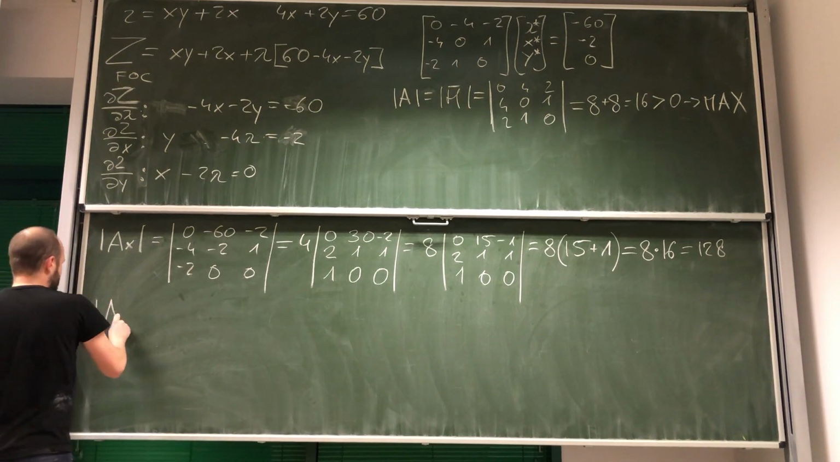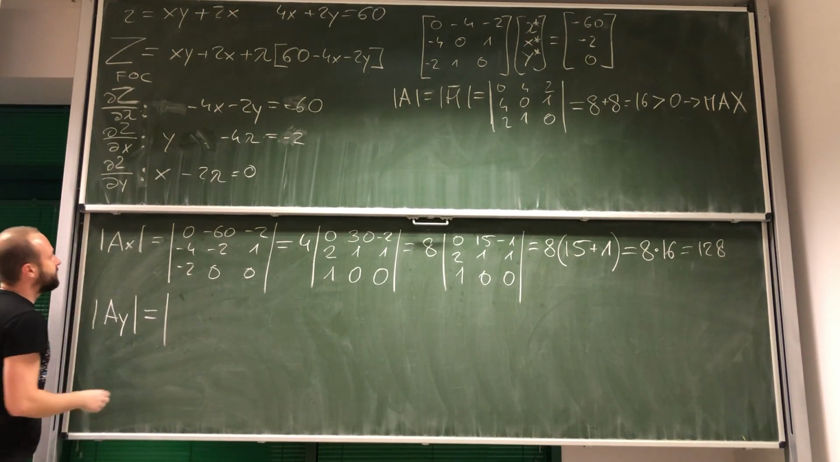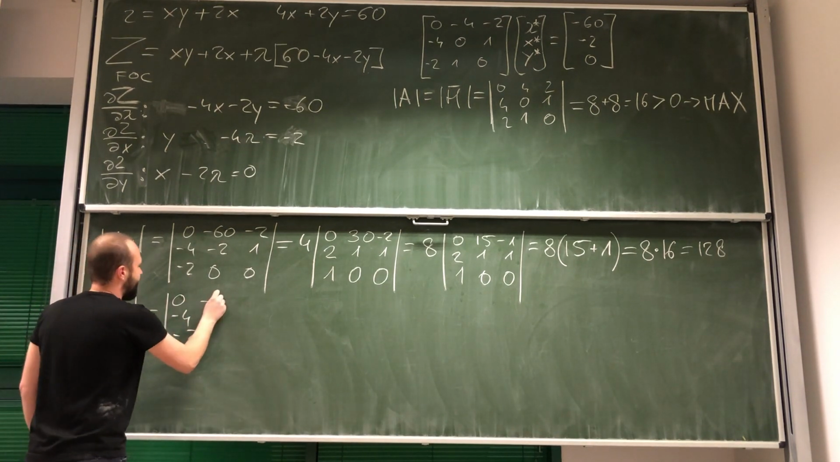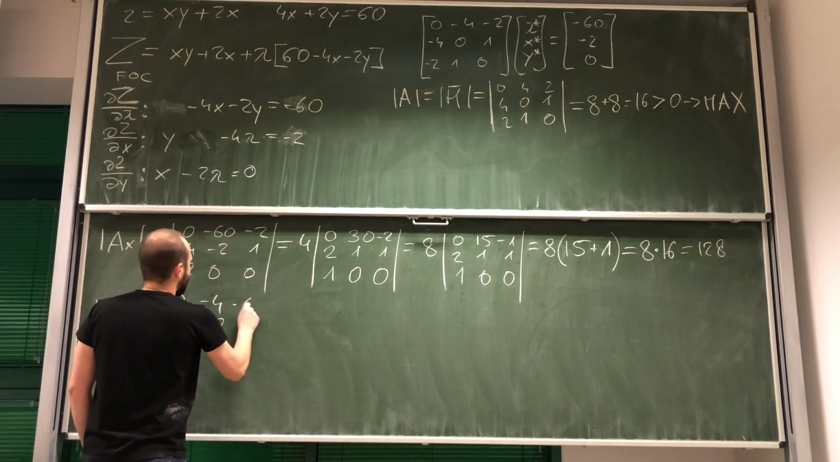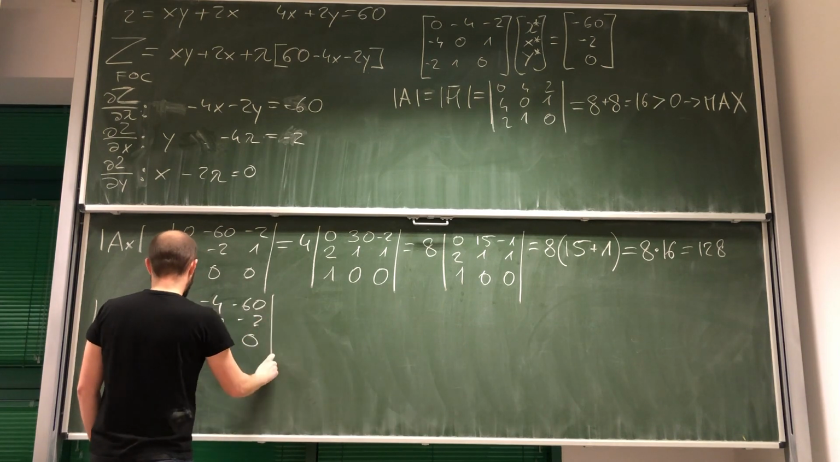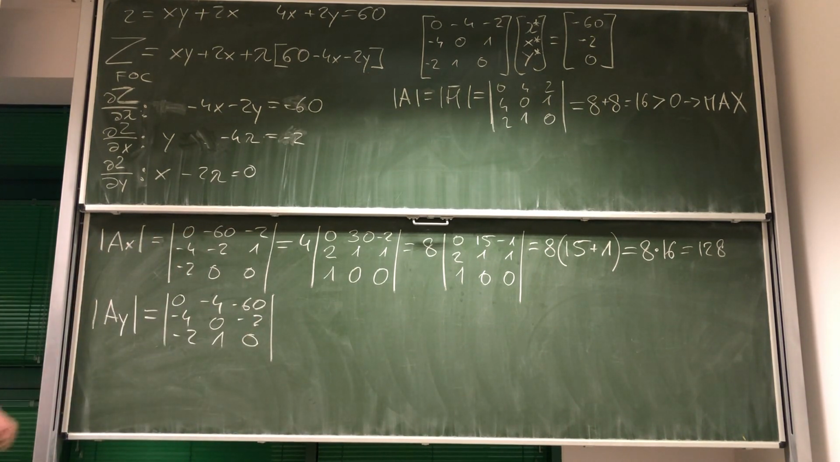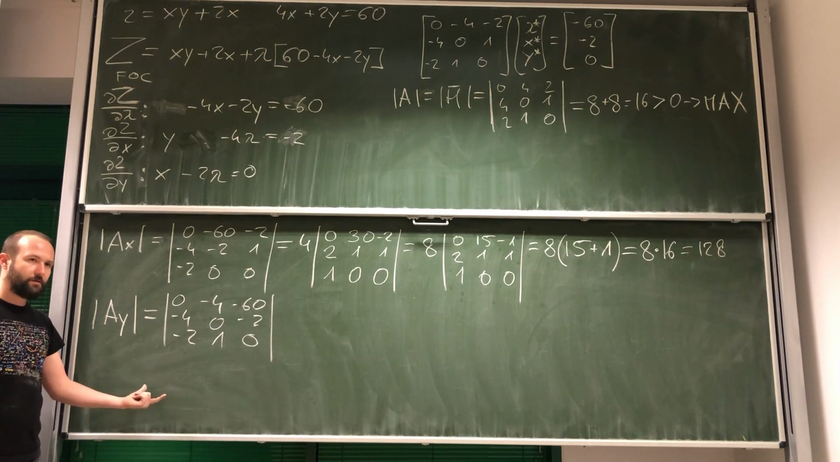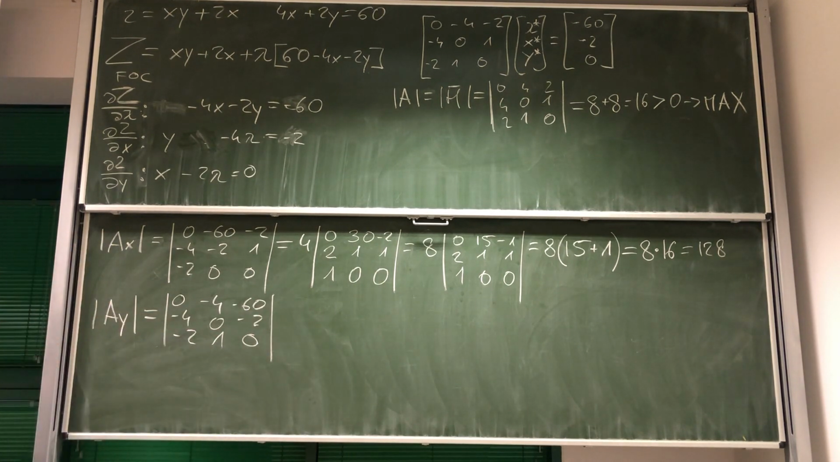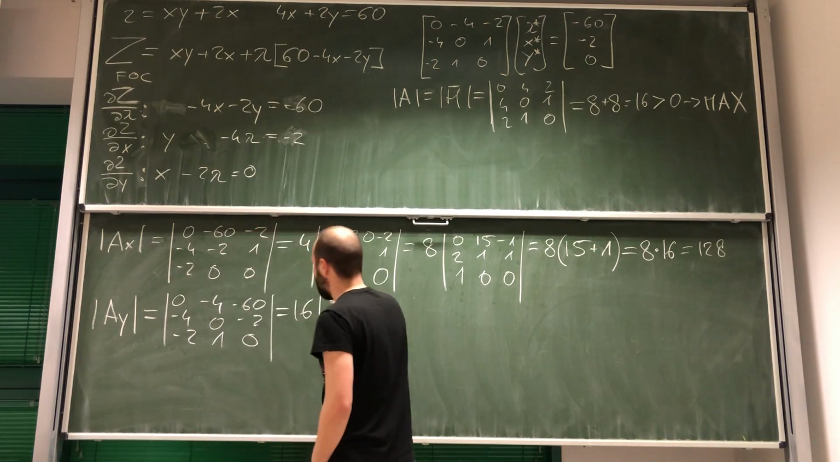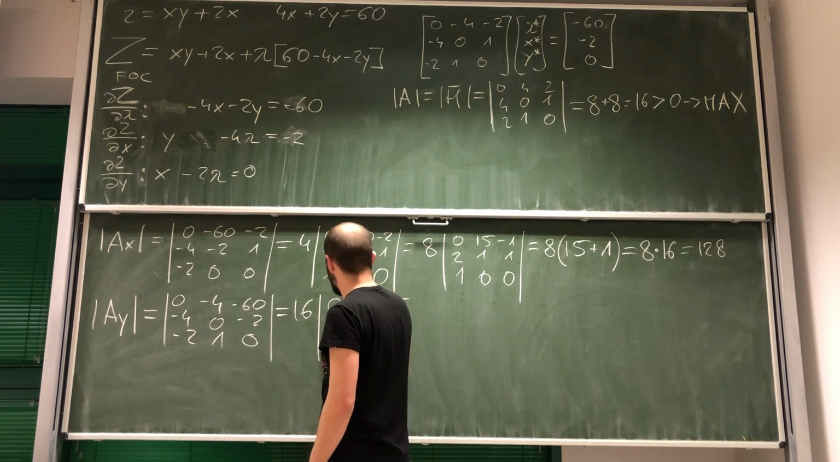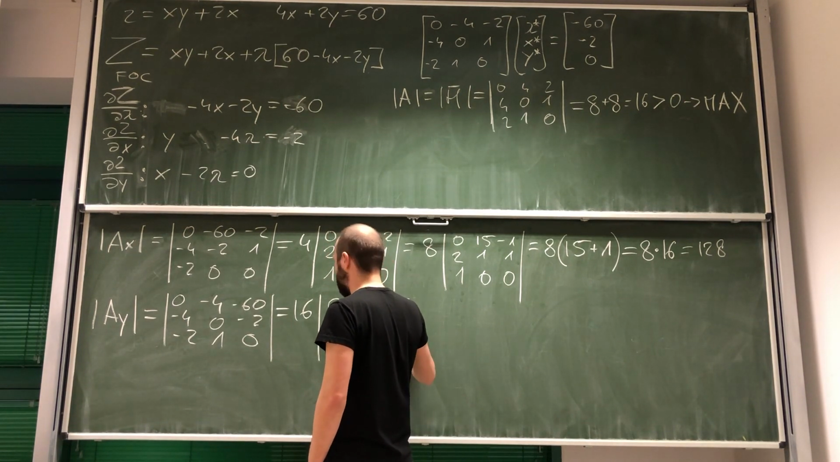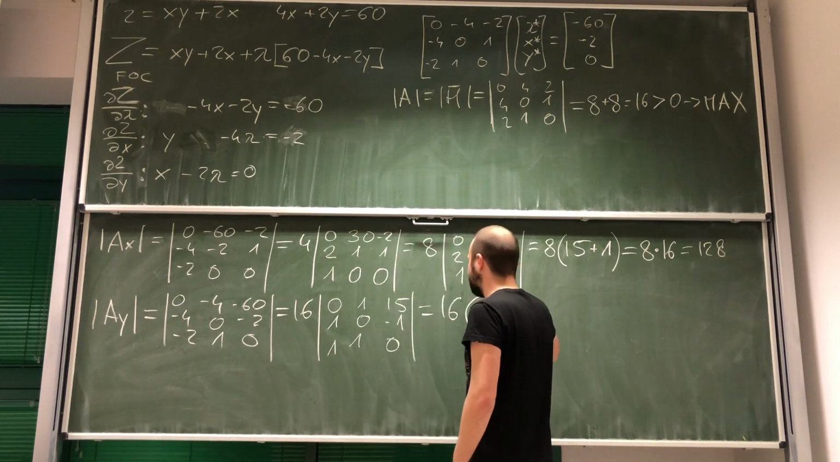Okay, then Ay is 0, negative 4, negative 2, then we've got negative 4, 0, 1, negative 60, negative 2, and 0. Again, here we can take quite a lot. Out of the first row, I'm going to take out negative 4. Out of the first column, I'm going to take negative 2. And out of the second row, I'm going to take 2, which gives me 16. So I have 0, 1, 15, 1, 1, 0, negative 1, 1, 0. So this is 16 times.